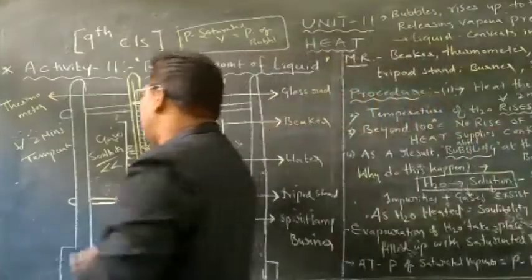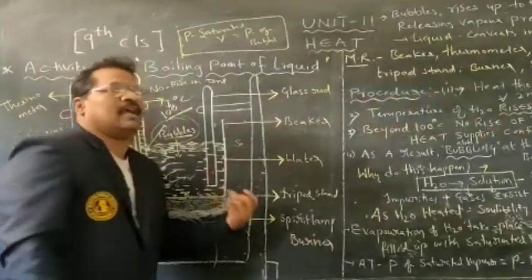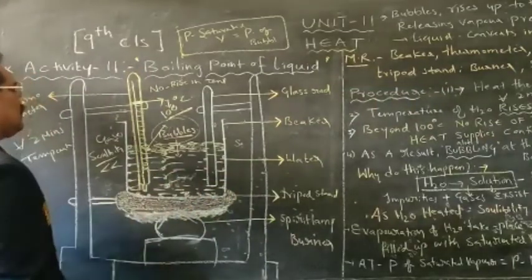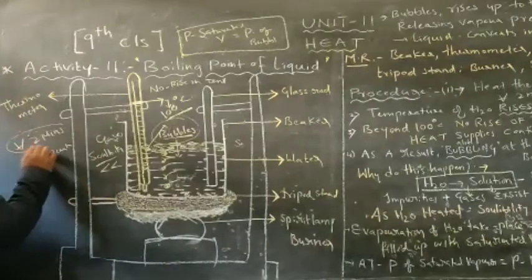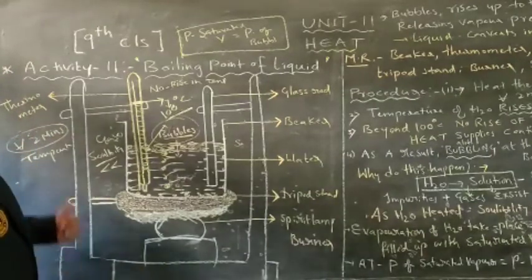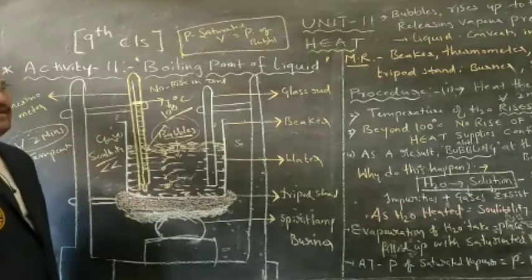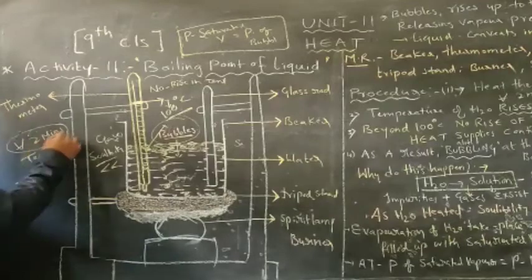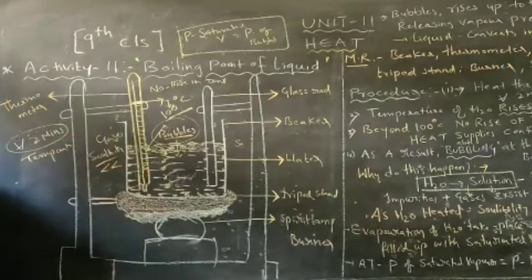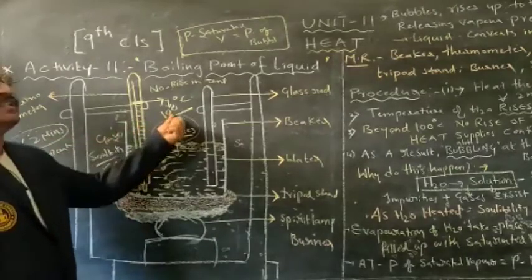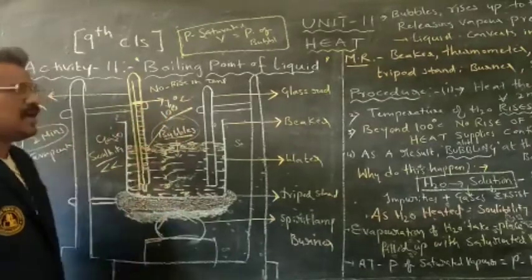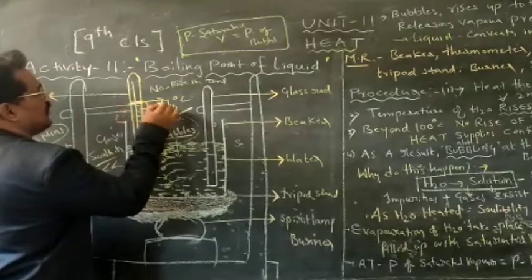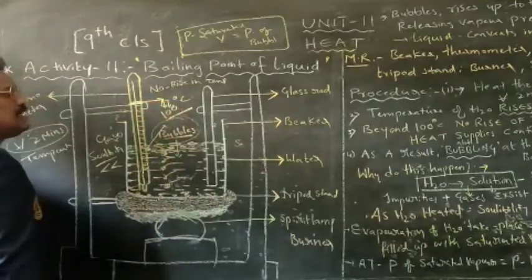Coming to the procedure, as we are heating, the water will heat up continuously. Note down the water temperature every 2 minutes. As we observe clearly, the temperature of the water gradually rises till it attains 100 degrees. We can identify this as the mercury column in the thermometer rises to a certain point, that is, 100 degrees centigrade.